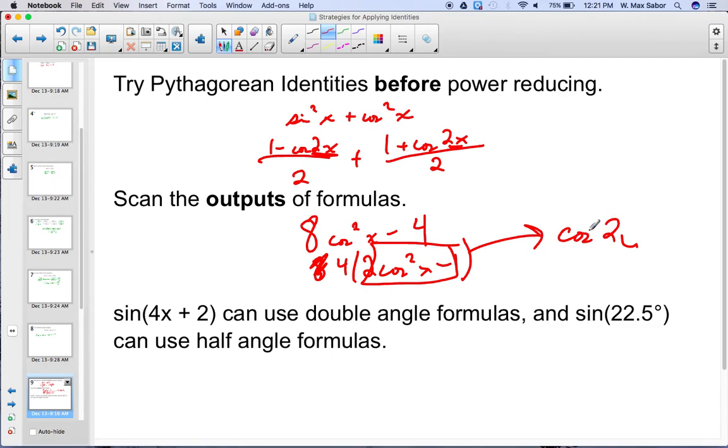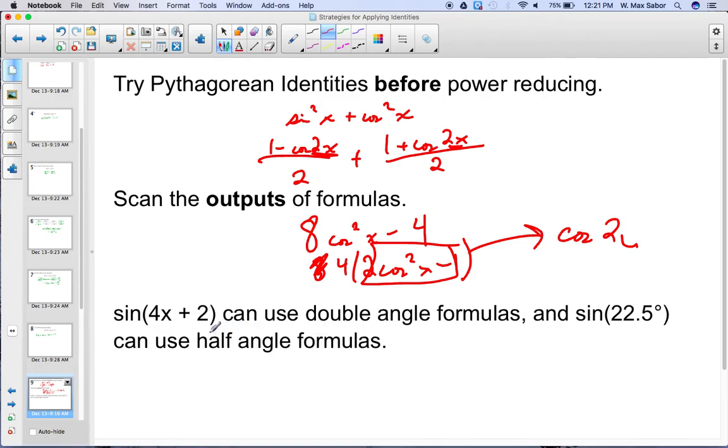It's much more common to take this and turn it into cosine of 2u than to go backwards, or actually to go forwards. Usually the formula is written as cosine of 2u turns into this, but it's much more common to see this and have to recognize that it's cosine of 2u. So be aware that you should recognize the outputs of the formulas as cosine of 2u or whatever it happens to be.